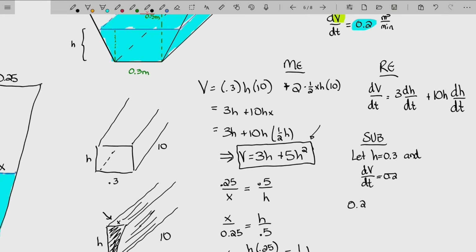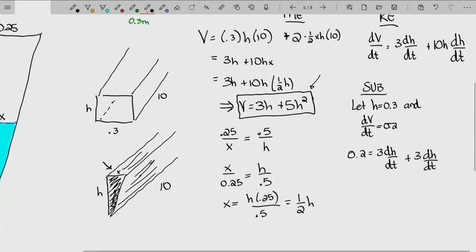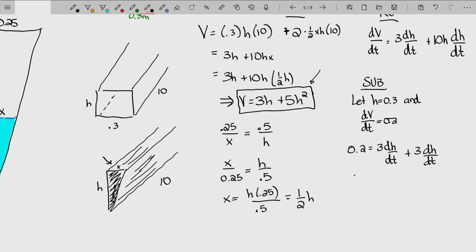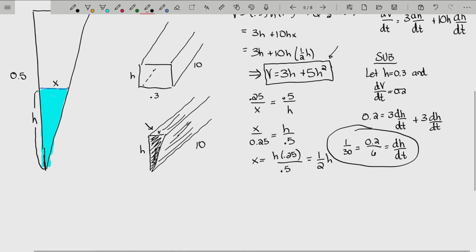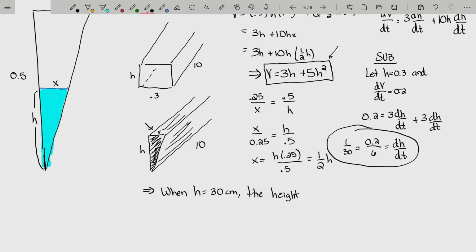We get 0.2 is equal to 3 dh/dt plus 10 times h, which is going to be 3 dh/dt. So we get 6 of those dh/dt's. I'm going to divide both sides by 6. That's 1/30. So at that time, when h is equal to 0.3 or 30 centimeters, the volume, or the height, sorry, is changing at a rate of 1/30 of a meter per minute.